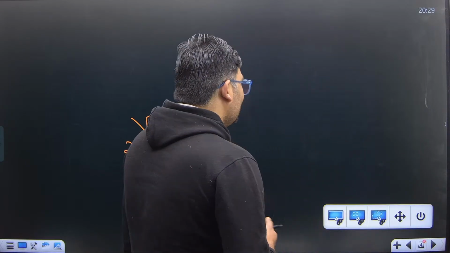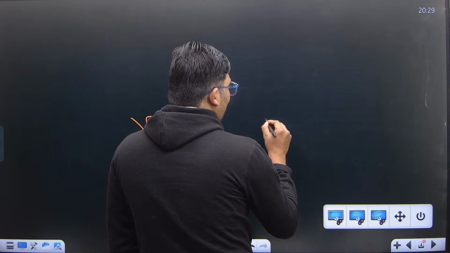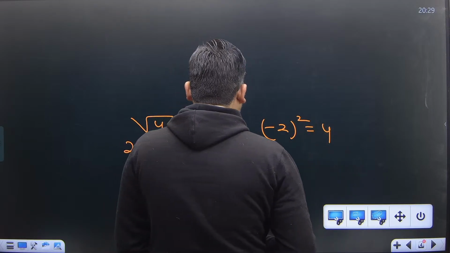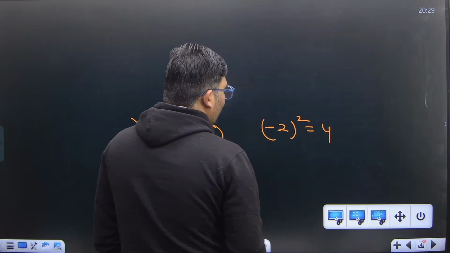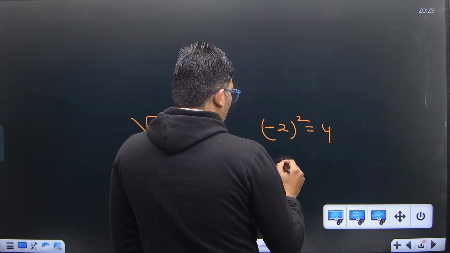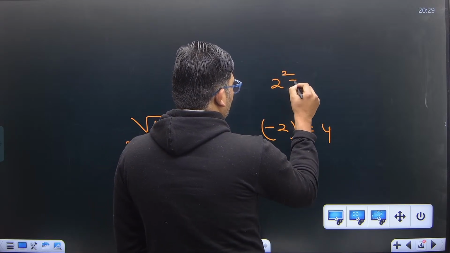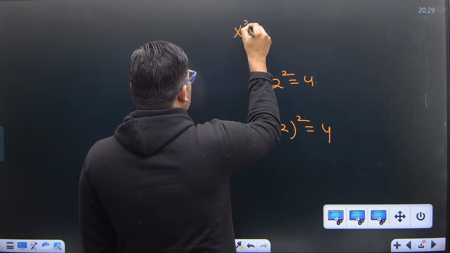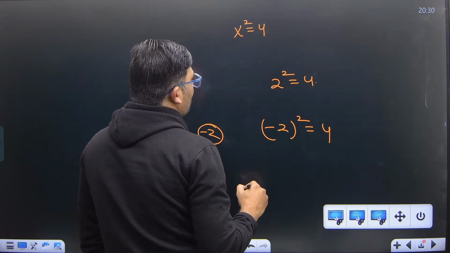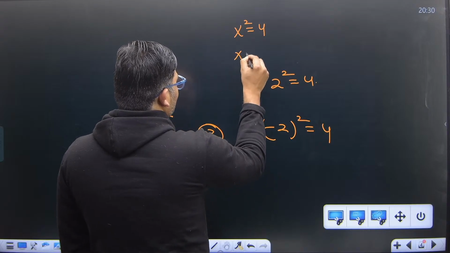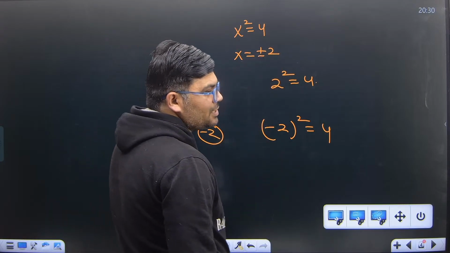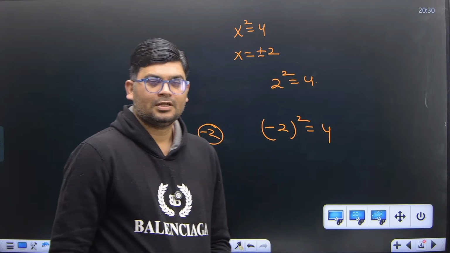See, try to understand, beta. Minus 2 square is how much? 4. Okay? Minus 2 square is how much? 4. 2 square is how much? 4. If I ask you x square is equal to 4, what can be the value of x? It will be plus minus 2. Are you getting it? Yeah.